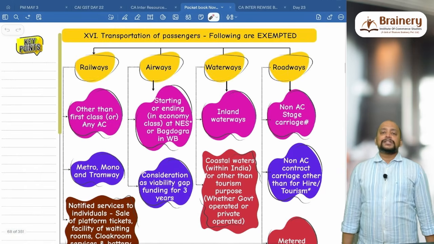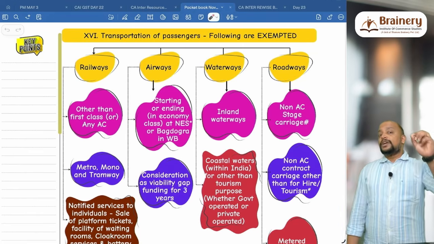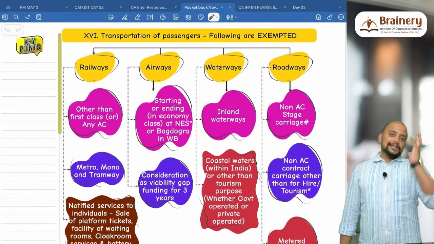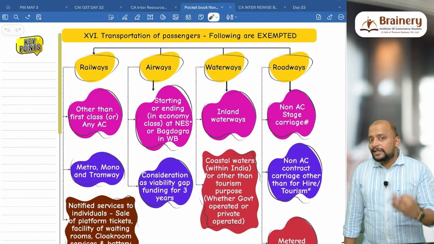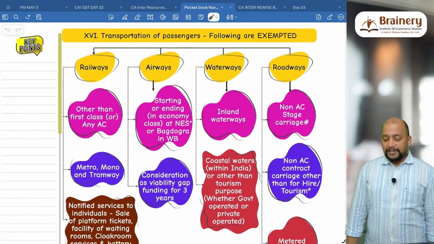Then the second exemption is the consideration received from government towards viability gap funding, but only from government the consideration received is exempted. This is not a subsidy, and this consideration is exempted for a period of 3 years from the date of commencement of operations in that airport, that regional connectivity airport.